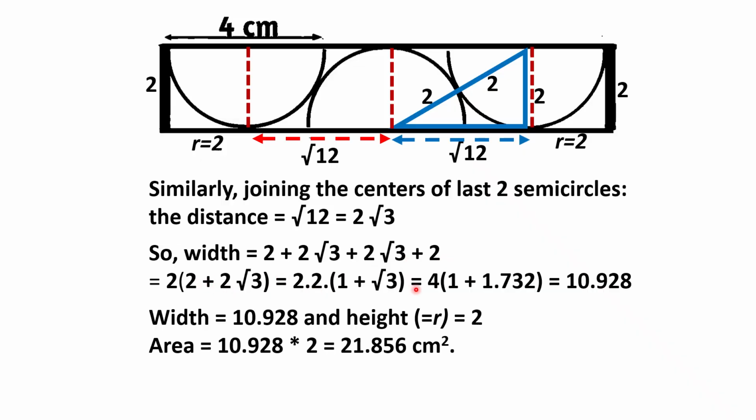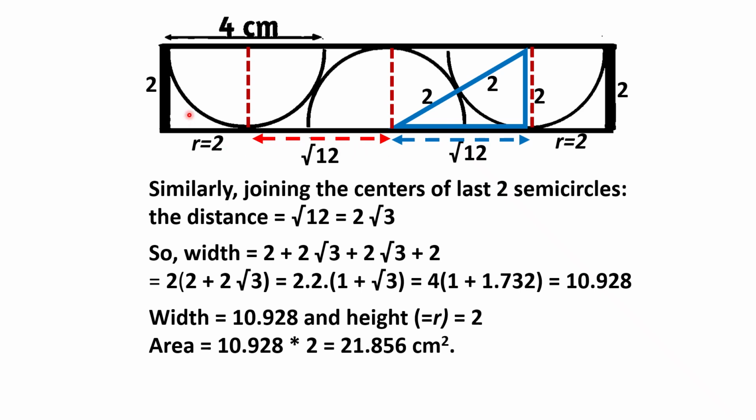Taking out 4 as common, we get 4 into 1 plus root 3. Replace root 3 by 1.732. So 4 into 1 plus 1.732 is 10.928. So the width is 10.928 and the height, which is the radius, is 2. Multiplying, the area will be 10.928 into 2, that is 21.856 square centimeters.